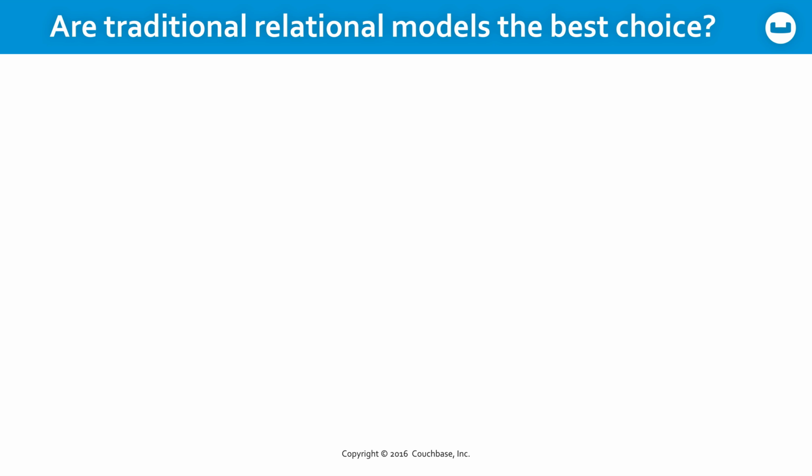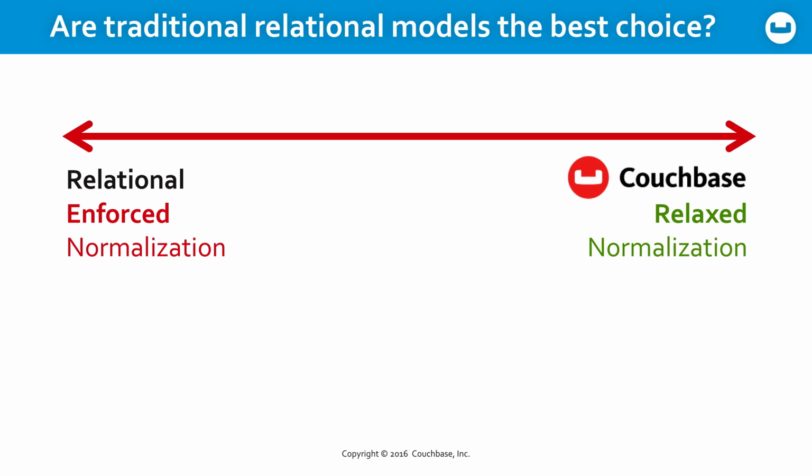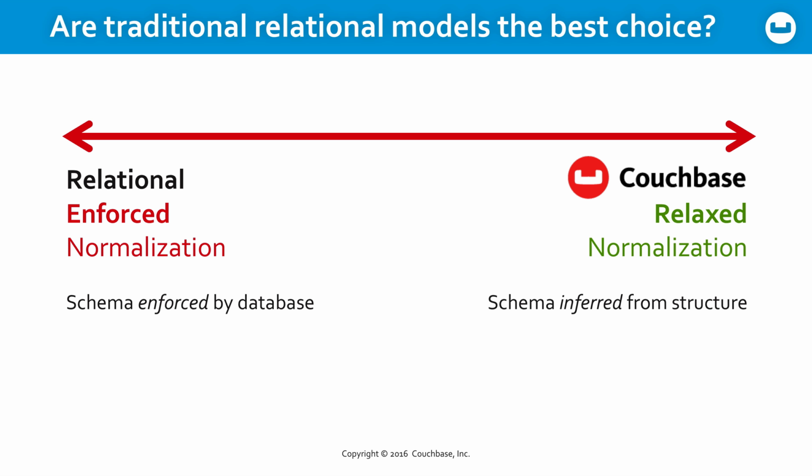So are traditional relational models the best choice? Let's do some comparison here. Now, in the relational world, you've got enforced normalization, or at least you're twisting the technology to do anything else. With Couchbase, we take a more relaxed approach. Now, why is this? Well, in the relational world, your schema is enforced by the database, so you need to have everything decided up front and hope you get it right. With Couchbase, your schema is inferred from the documents that you actually use over time.